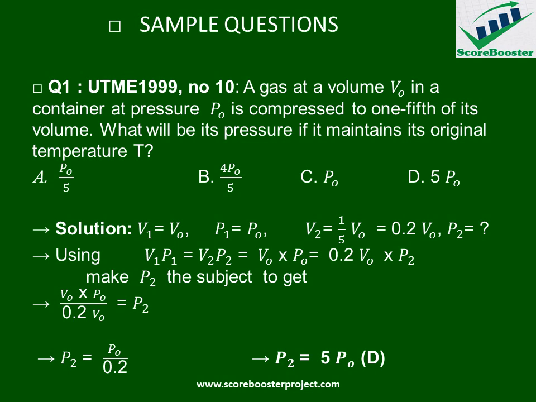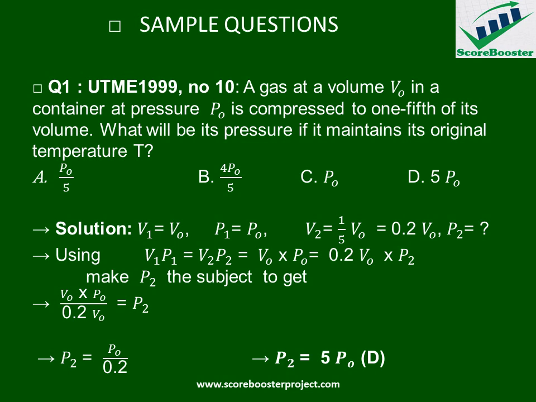When we multiply both numerator and denominator by 10, it will give us 10 over 2 P naught. Then 10 over 2 is 5. So our P2 will be equal to 5P naught, making option D the correct answer for this particular question.